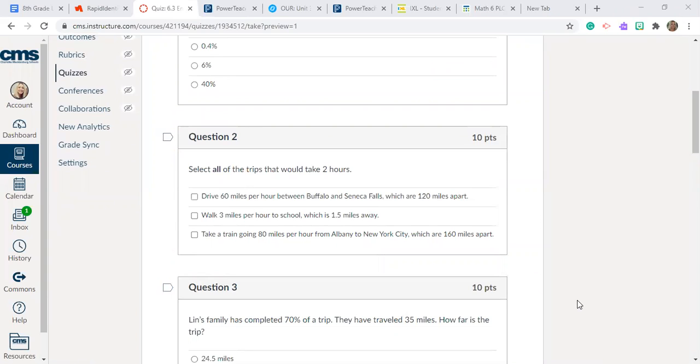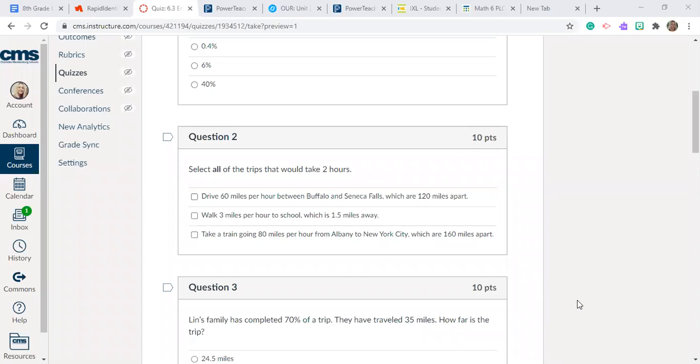Question number two, select all of the trips that would take 2 hours. So you might have more than one answer choice here. You're gonna select all that apply. So which one of these would take 2 hours? Drive 60 miles per hour between Buffalo and Seneca Falls, which are 120 miles apart. Walk 3 miles per hour to school, which is 1.5 miles away.